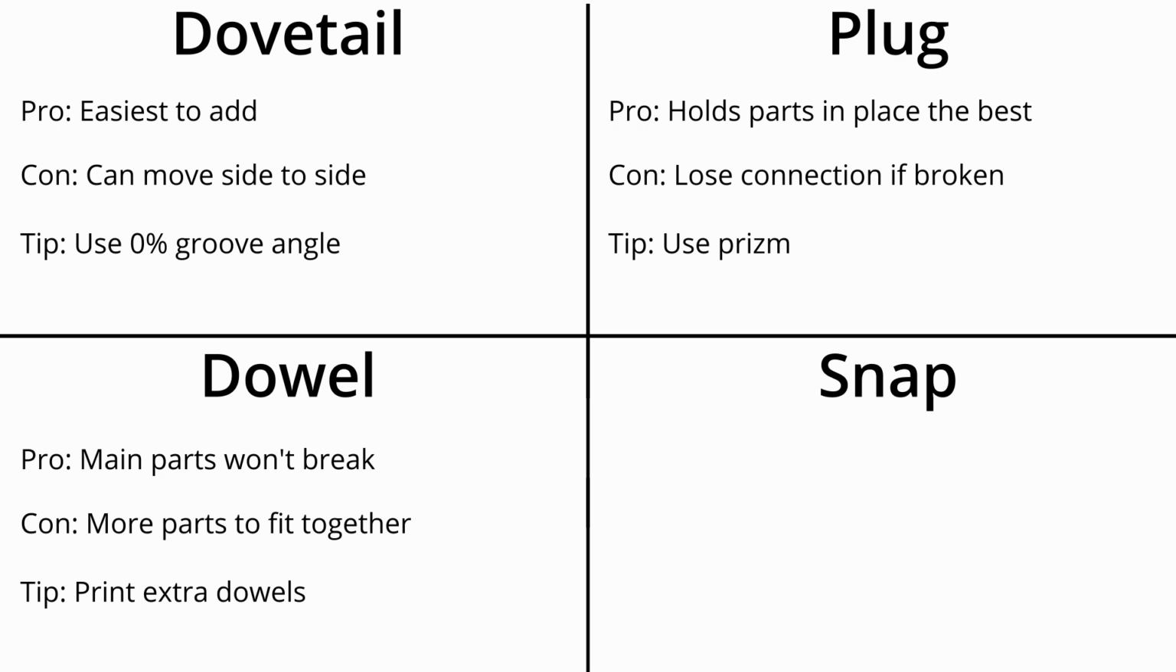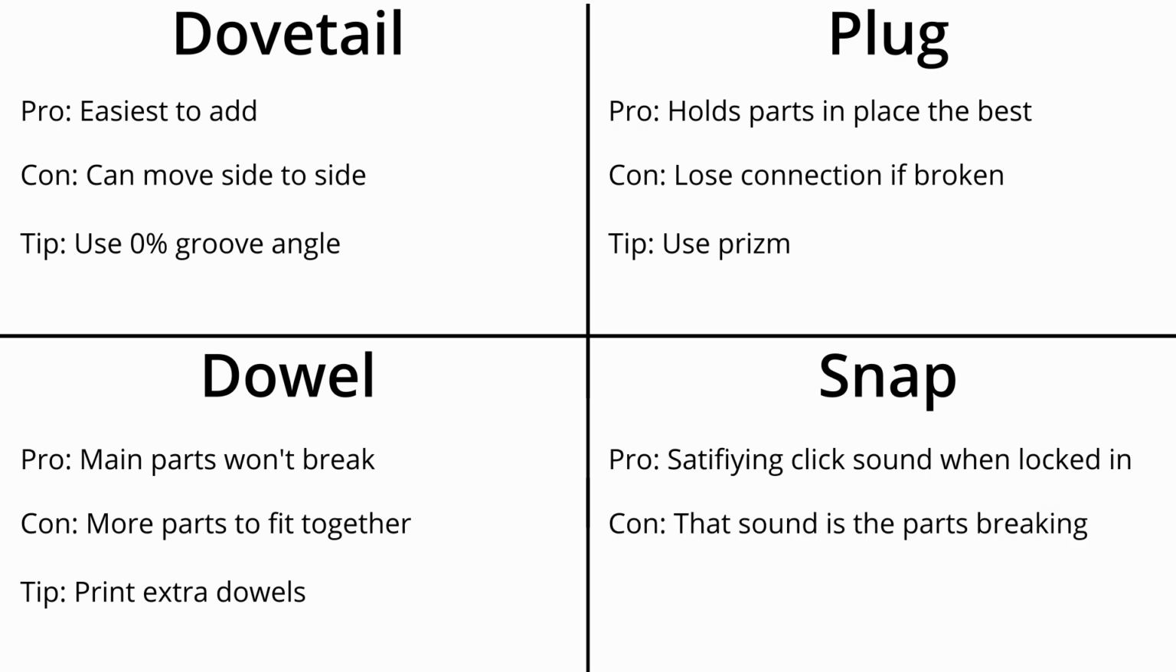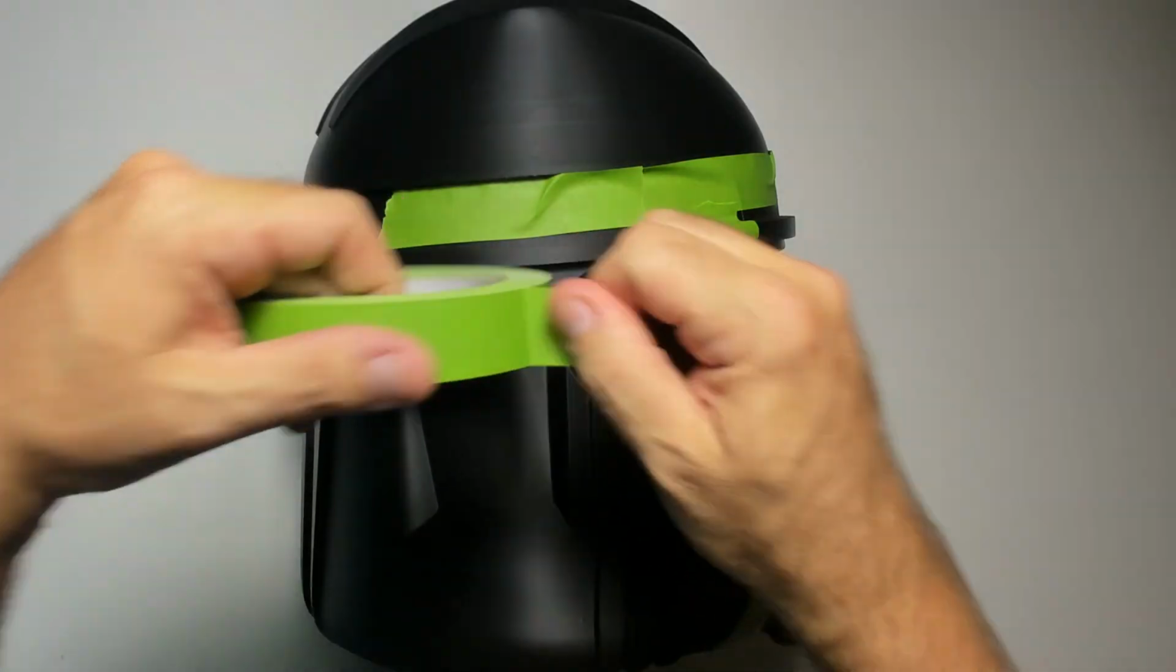And for the snap, you do get that satisfying click sound when they're locked in place, but that sound is just your parts breaking. If you go with this option, just make sure you have plenty of tape to hold the parts together when you're trying to glue or weld them in place.